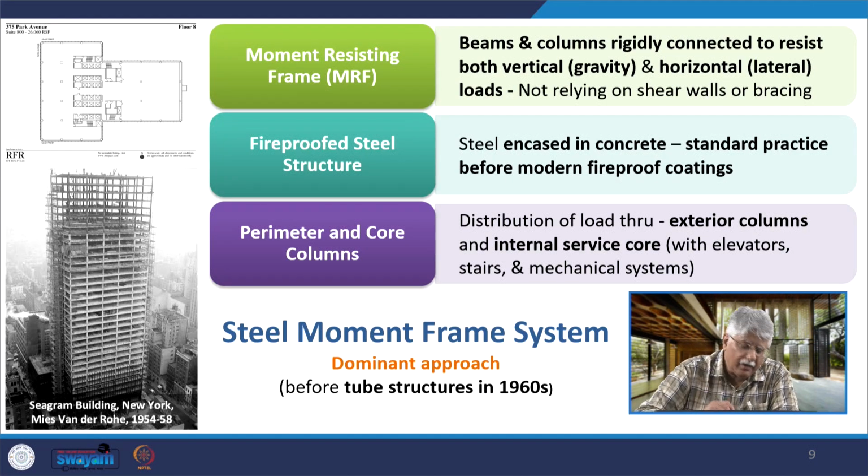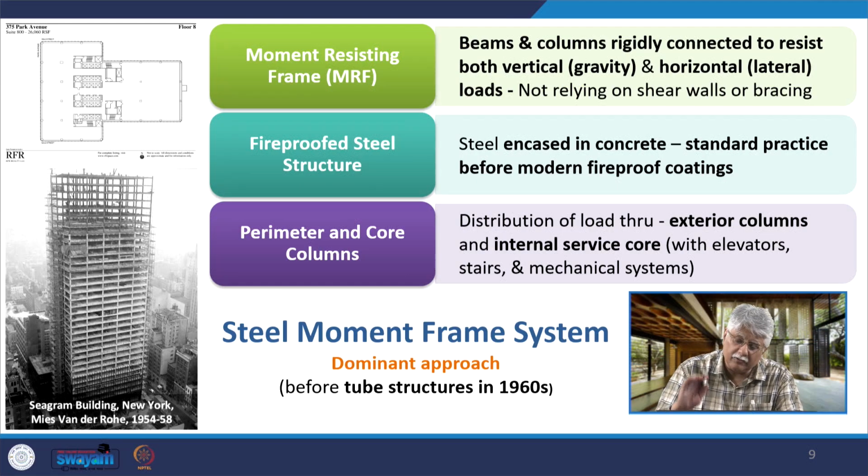Now, if we look at the simple steel moment frame system that was used by Mies van der Rohe in his classic Seagram Building, it is a very generic and simple moment resisting frame, MRF, in which the beams and columns are rigidly connected to resist both vertical, that is gravity, as well as horizontal load, that is lateral load of winds, etc., and do not need to rely on shear walls or bracing. The connections between the beams and the columns are more than enough to take care of both kinds of loading.